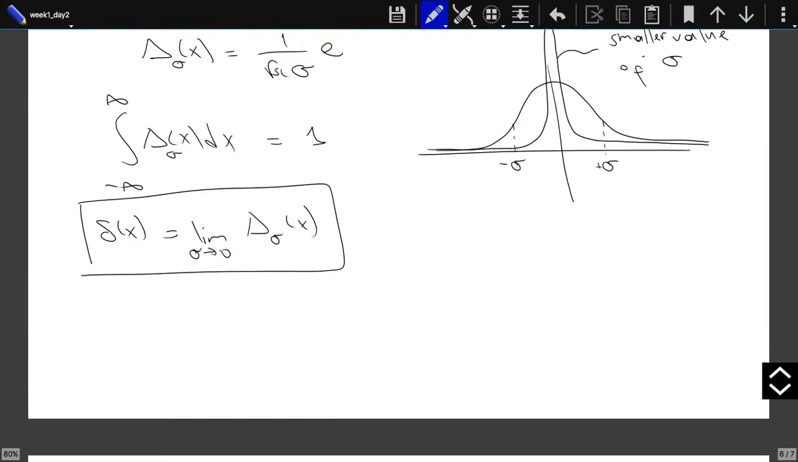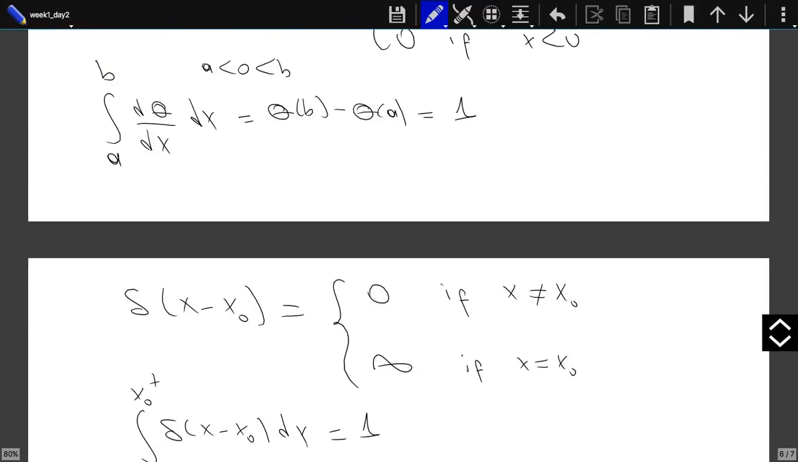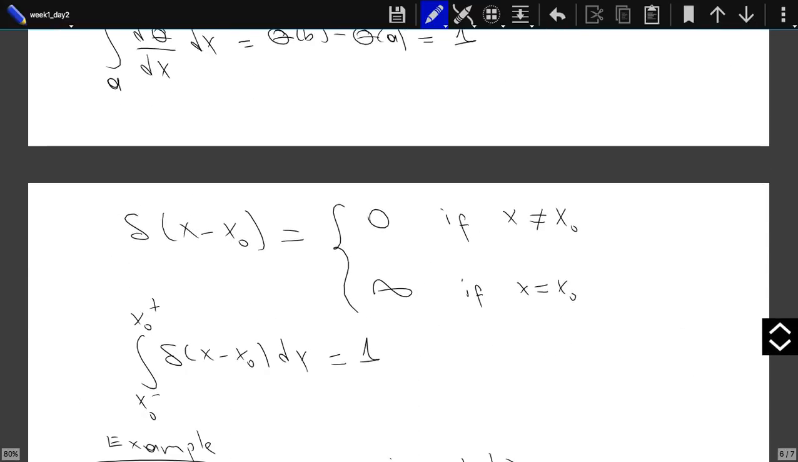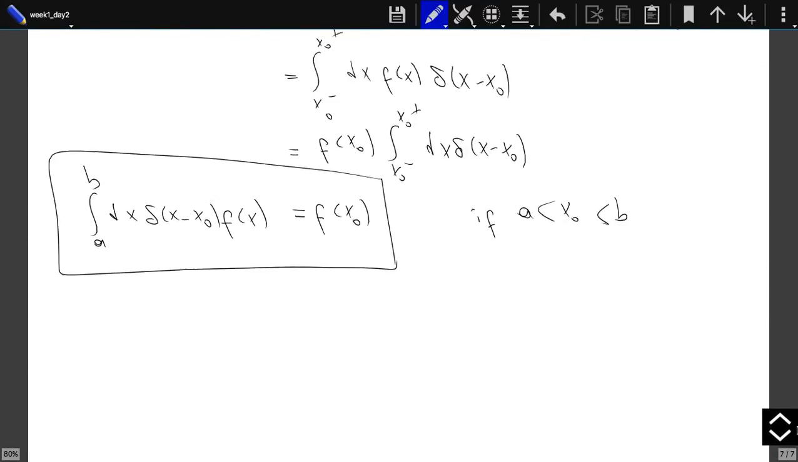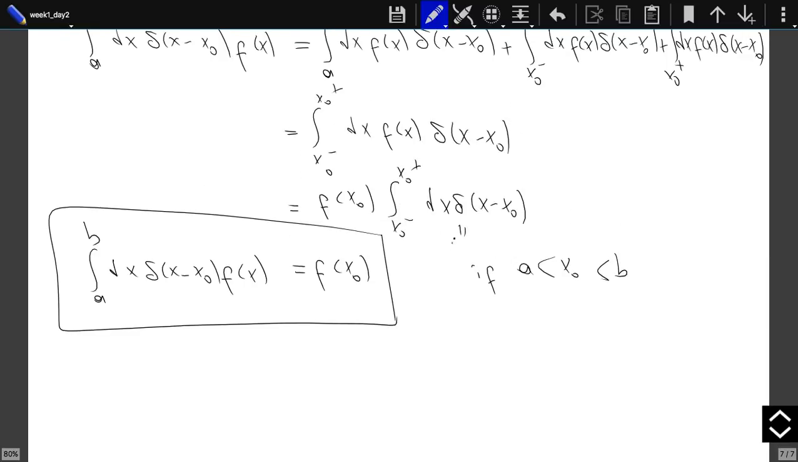What was the definition of the Dirac delta? It is 0 almost everywhere, except at the point that makes its argument 0. And its integral over an interval that contains that x0 is 1. That is how we define the Dirac delta. So that is why here this integral is 1.